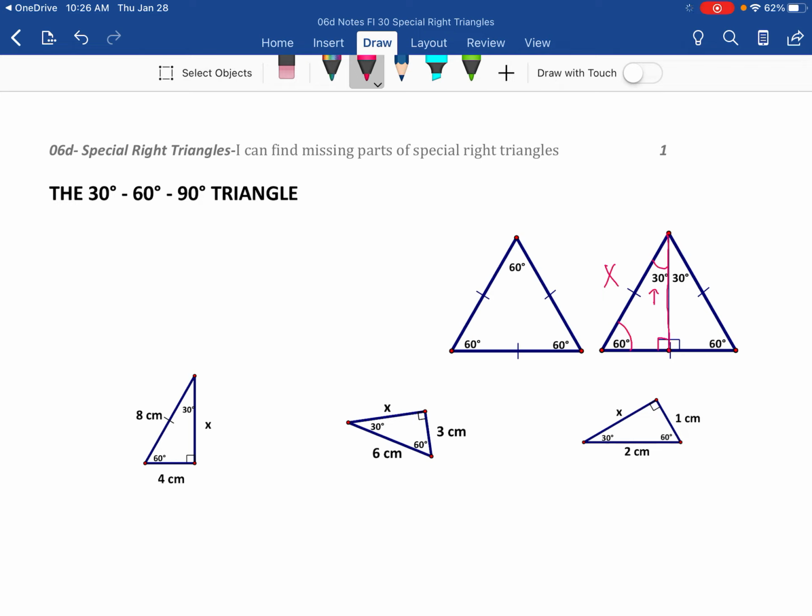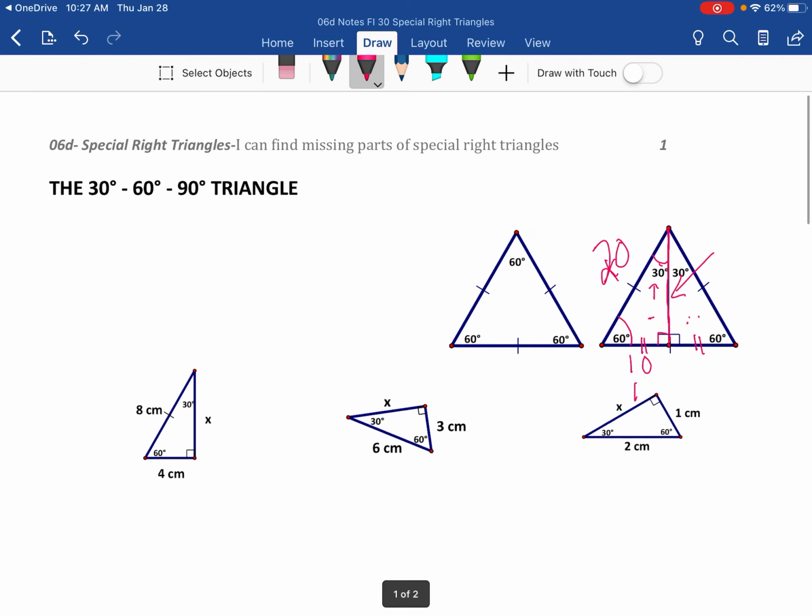Which would mean that these two triangles would have to be congruent to each other, which also means this part would have to be congruent to this part. And so therefore, if this is, let's say, 20, then this side would have to be 10. And you could use Pythagorean theorem to find your altitude. Okay, so that's what we're going to do here.